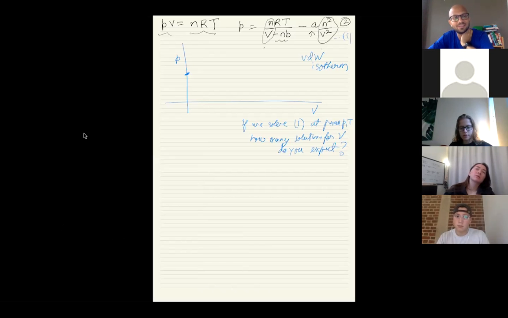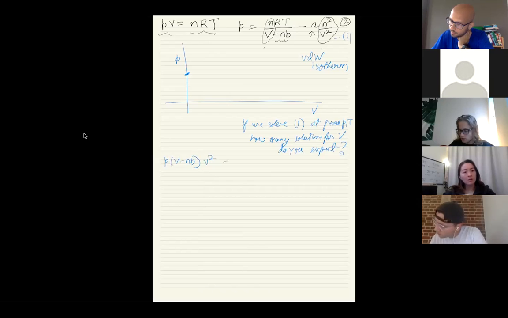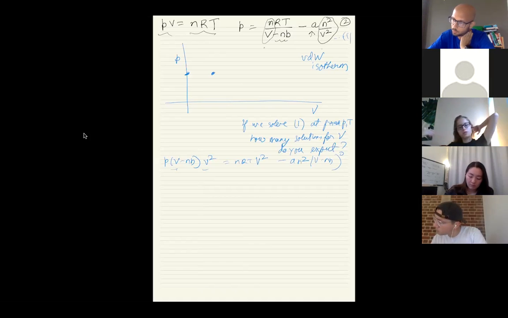Ah, it's cubic. When you multiply things together, when you try to solve it, it will be P times V minus nb times V squared is equal to nRT times V squared minus a n squared by V minus nb. Do you see? It's cubic in V. It's not quadratic. It's cubic in V. So at a typical pressure, you will have 3 possible points for volume that are allowed.